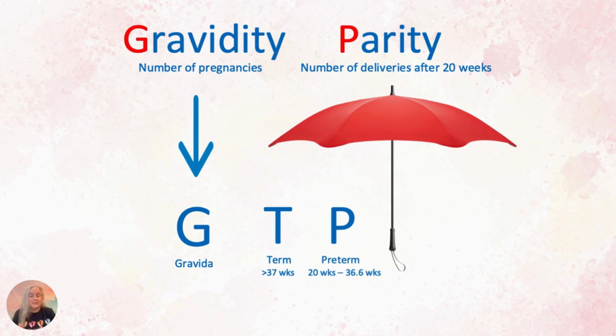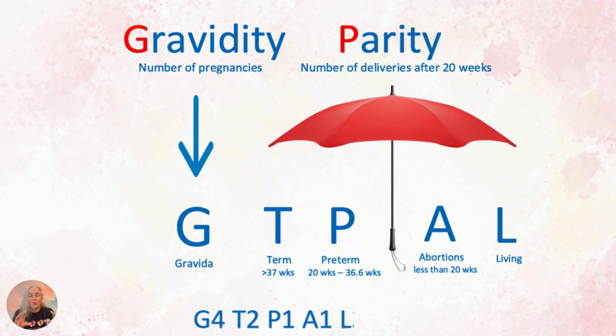Preterm, these are deliveries that happen between 20 weeks gestation to 36 weeks and 6 days. Abortions are any pregnancy that has ended prior to 20 weeks gestation. And then L is for living, which is the number of living children that she has currently. So this makes up a whole line that has G, T, P, A, L. In this example, this says G4, that's 4 pregnancies, T2 is 2 term deliveries, P1 is 1 preterm delivery, A1 is 1 abortion, L3 is 3 living children.